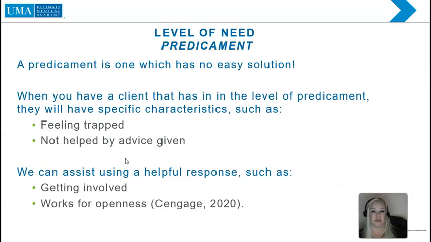We can assist using a helpful response, such as getting involved. If it's a predicament, it's probably going to be pretty involved. Let's get involved. Let's do what we can to help them through that situation. Work for openness. That's definitely going to be that level of relationship where our patient is able to open up with us, and therefore they're going to give us a lot more detailed information versus just something like a yes or a no response.